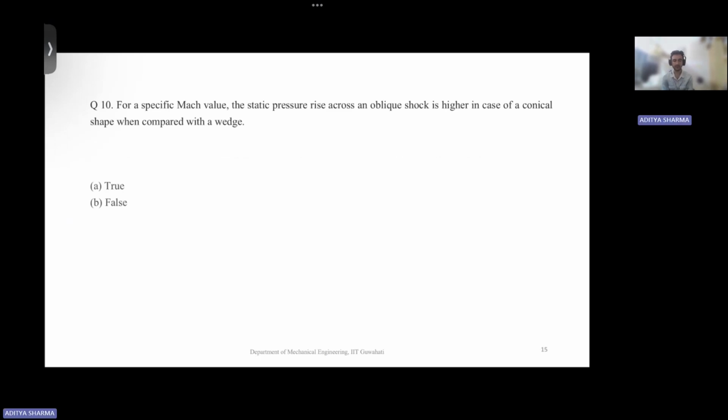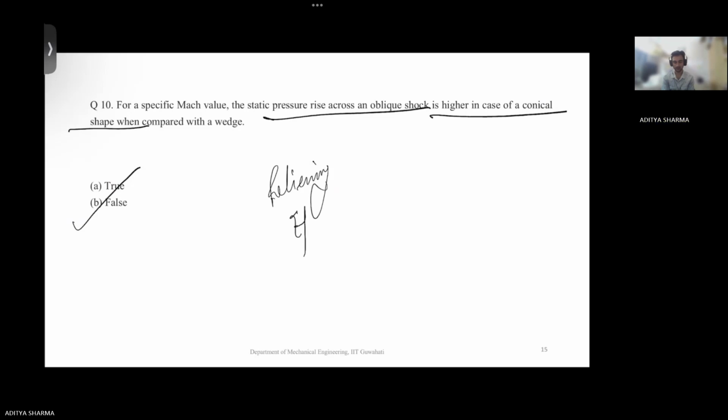Then, for a specific Mach value, the static pressure rise across an oblique shock is higher in case of conical shape when compared with the wedge. This is false, right? Because we have the relieving effect, because of which this is less for conical shapes.